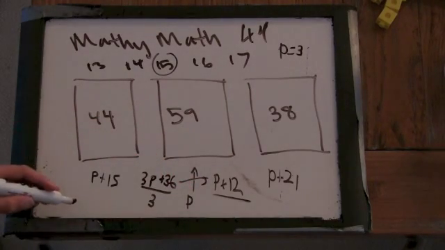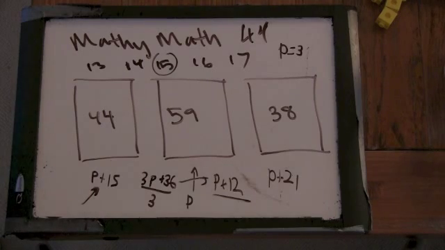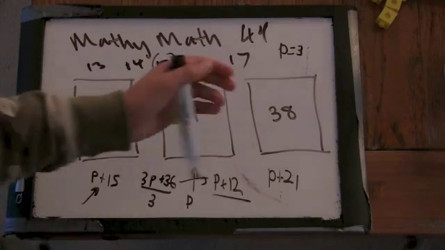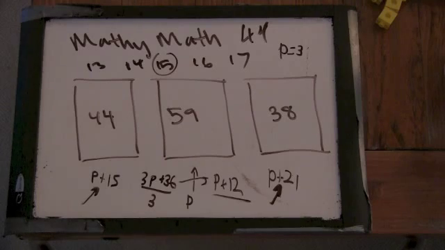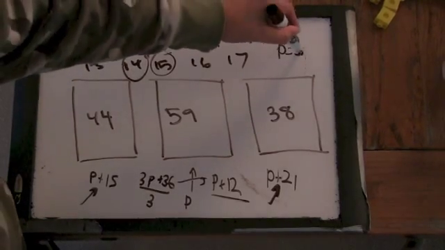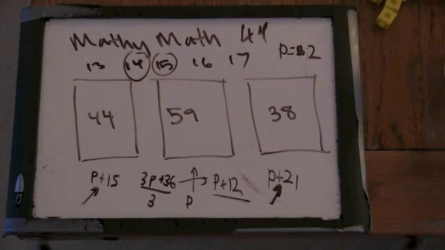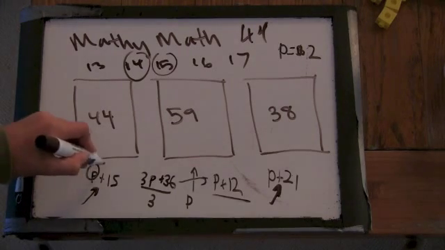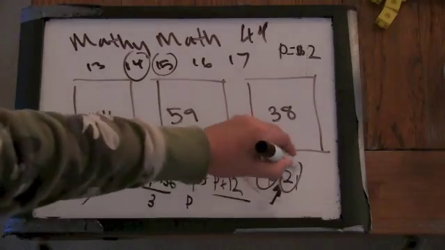But this one isn't prime. And neither is this one. That leads me to believe that P has to be 2. Why? Because you're adding an odd number to the prime, and you have to get a prime number. Very good observation. Why do you have to get a prime number when you add them together? When you add P and 15, or P and 21.